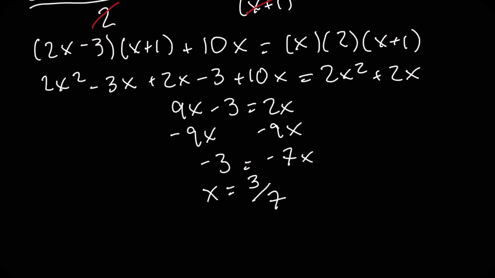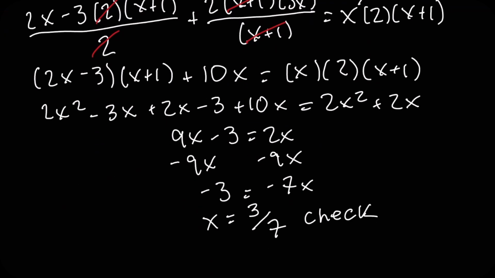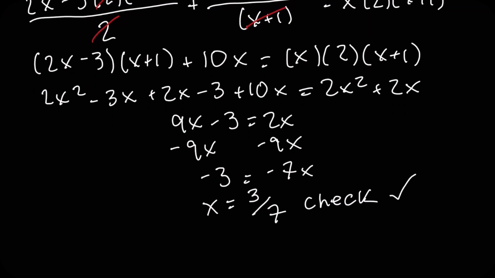So we're not done yet. We do need a check. Just check to make sure 3/7 is not equal to -1, which would make the bottoms 0, so we're actually good to go, and that'll be our solution. x is equal to 3/7.